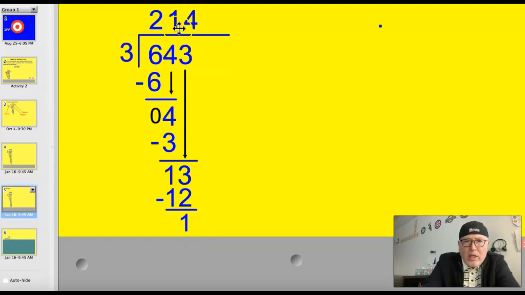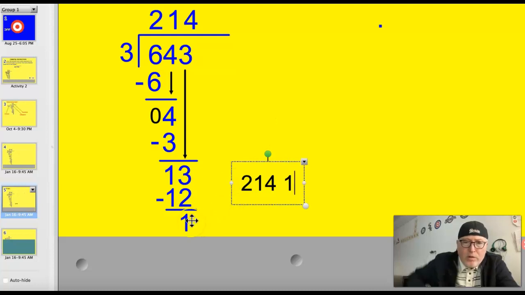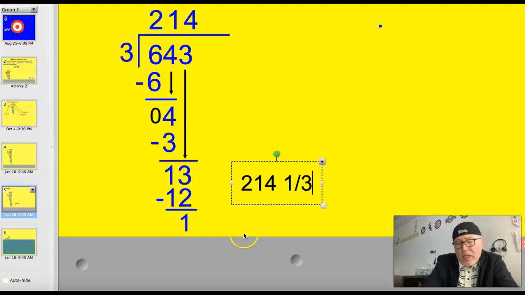So at this point, our answer is a little bit different. It's 214. And I know that in elementary school, you would say 214, and you'd say R1, remainder 1. In middle school, we say that it's 214, and we have 1 left over out of 3. We have a remainder. It's 1/3. So we have a fraction. That's the way we want the answer written in middle school.